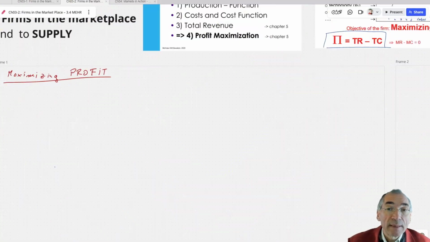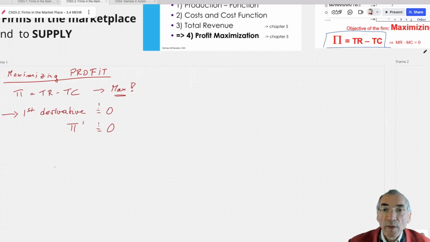Maximizing profit, maximizing the difference between total revenue and total costs, is something that we are going to do in different ways. Here, let's have a brief look from the mathematical point of view, from the algebraic point of view. If we have an equation, which is profit is total revenue minus total cost, and we want to maximize this, then we typically use the first derivative and set this first derivative equal to 0. And we write this in that way, that we have the equation total profit is total revenue minus total cost. We want to maximize this.